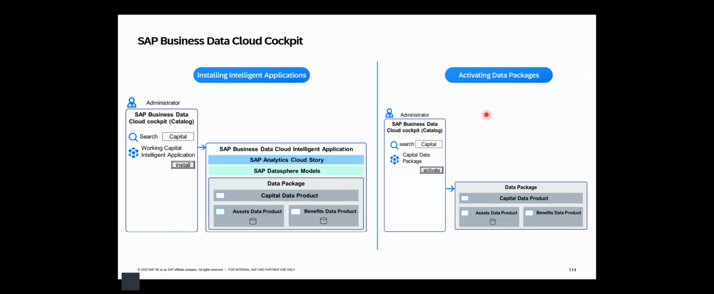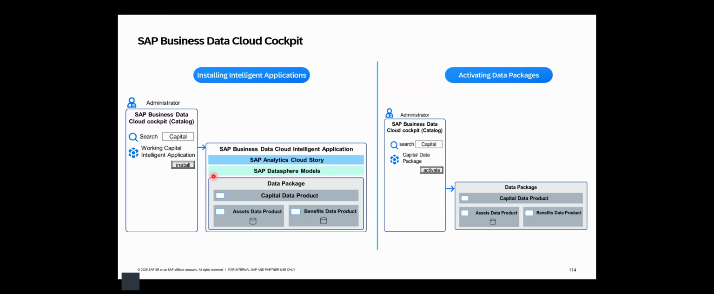Okay. And before we move ahead, one thing to remember is the difference between installing and activating. So you remember that you always install the intelligent applications and you always activate the data packages. There's no option to install the data packages, right? Because you install something which is ready to be consumed. Intelligent application is ready to be consumed. Data packages, there's no visualization layer for data packages. Data packages will bring in the data products, and then you can do further modeling. Okay, that was the high level thing.